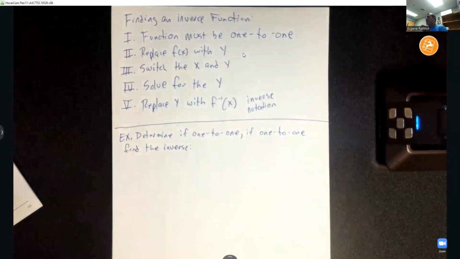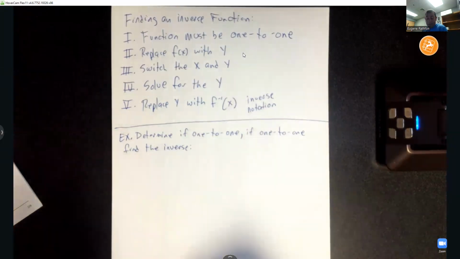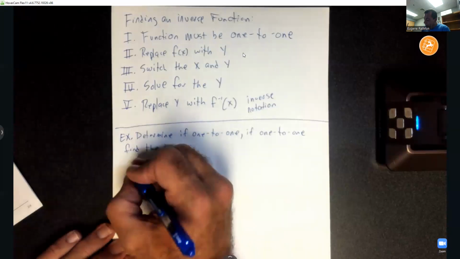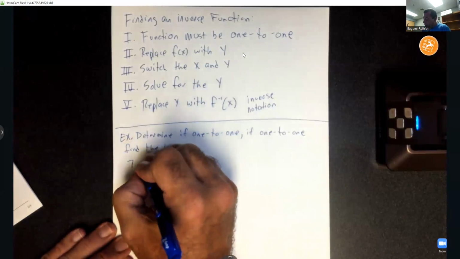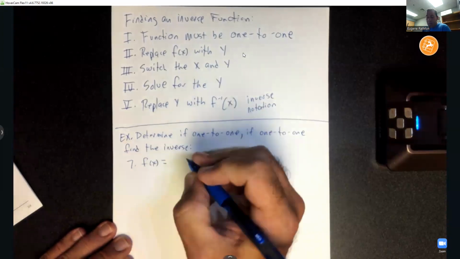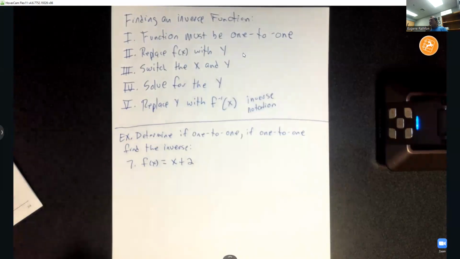Now remember, y'all, all of these will be 1-to-1. So you might as well go straight on finding me those inverses, okay? So let's start out with this one. This one is at number 7. F of x equals x plus 2.